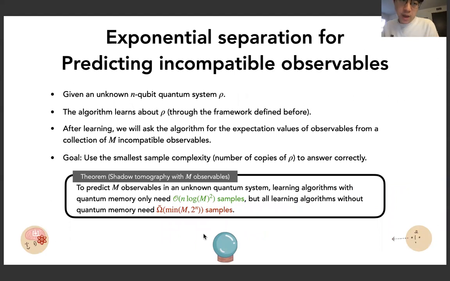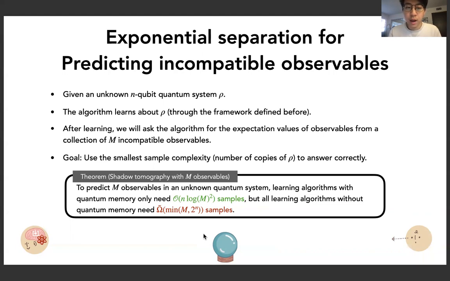So now let us begin with the first task. In this task, we are given an unknown n-qubit quantum system rho. The algorithm will learn about rho through the framework defined before, either with or without quantum memory. And after learning, we will ask the algorithm for the expectation values of observables from a collection of m different observables. In particular, we'll consider the case where these observables may not be compatible with one another.